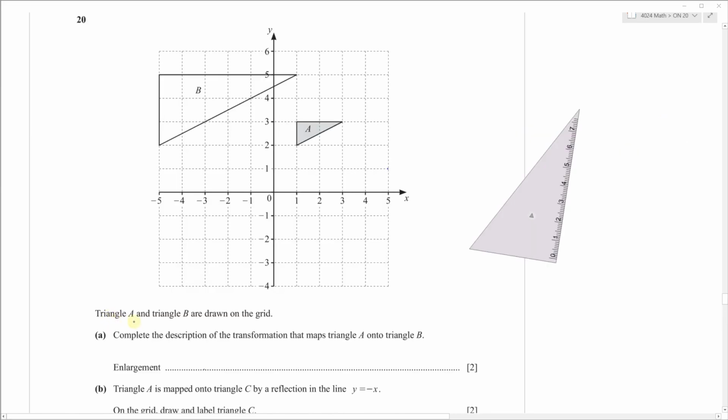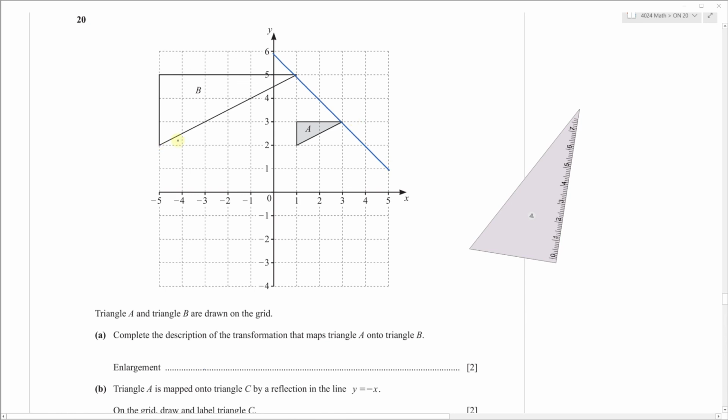Question number 20 is triangle A and triangle B are drawn on the grid. Complete the description of the transformation that maps triangle A onto triangle B. So you're given that this is an enlargement. So you need to find the center of enlargement and the scale factor. So to first find the center of enlargement, I will join the corresponding vertices of triangle A and triangle B. So if I take this vertex, the corresponding vertex in triangle B is this one. So let me join them through a straight line like this.